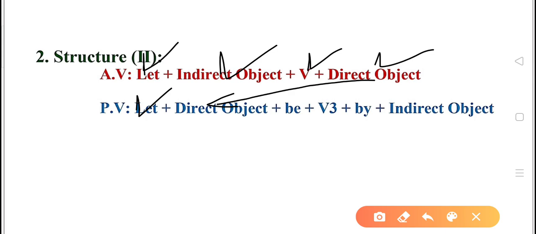After direct object we'll put be, and be is followed by the third form of the verb. So whatever the first form or second form of the verb is in the active voice needs to be changed into the third form. Then it will be followed by a preposition, and the preposition will be followed by indirect object. So over here this indirect object will come and place itself after the preposition. This is how we need to change this type of structure. Now let's see the examples.